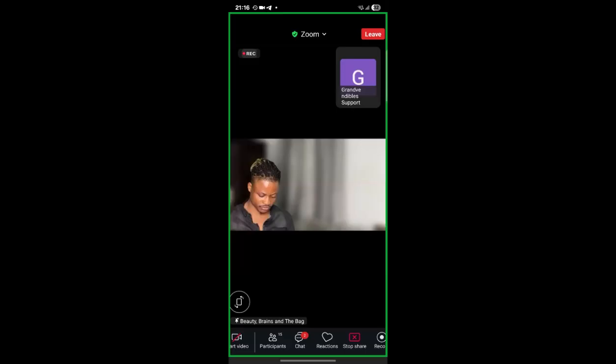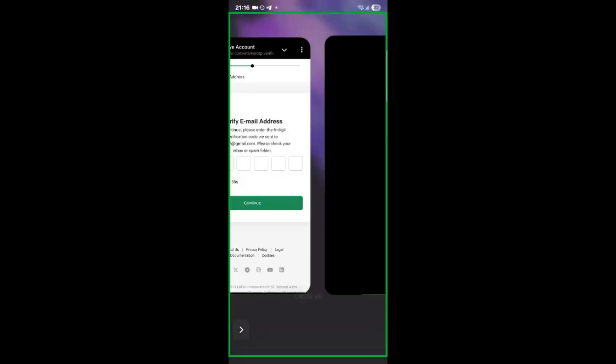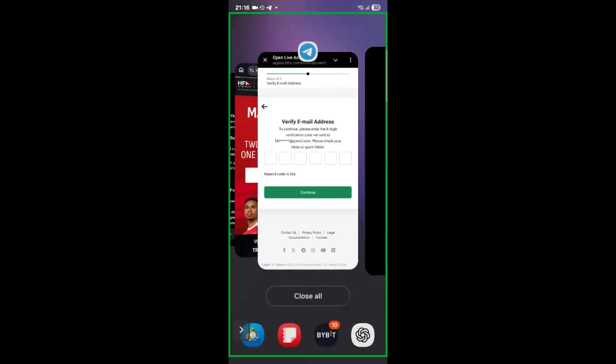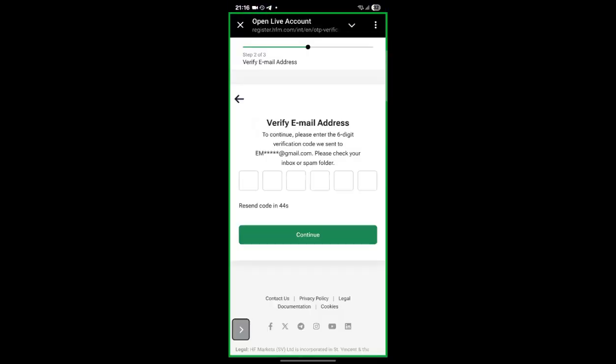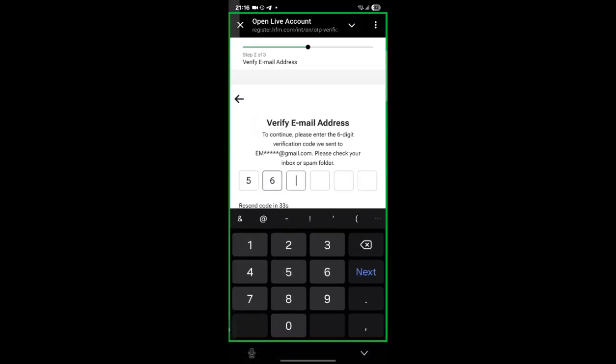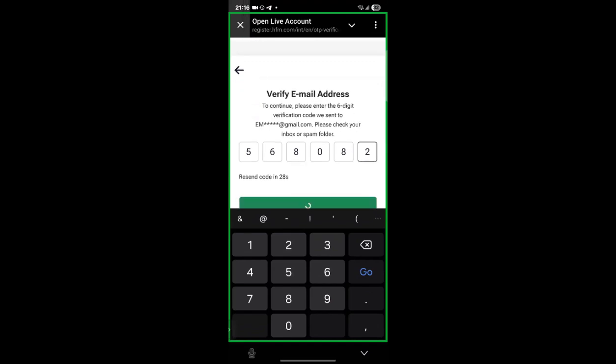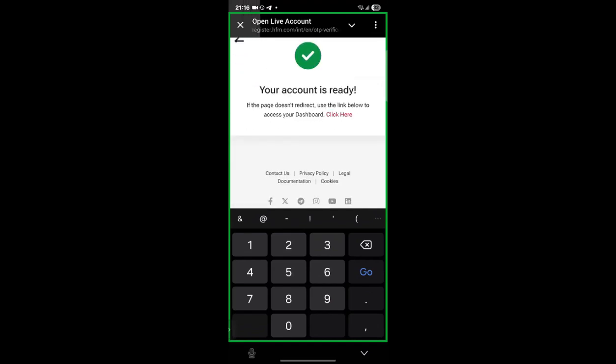So the moment you're done inputting those things, you get an email, a 6-digit code, I think, will be sent to your email. A 6-digit code will be sent to your email. So you're going to input the code here. You put the 6-digit code sent to your email, and just like that, your account is ready.